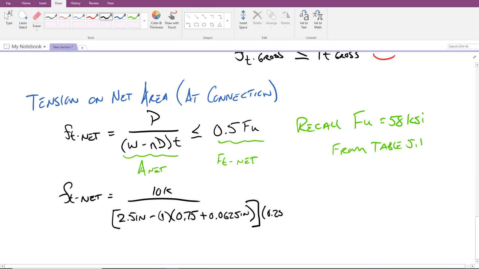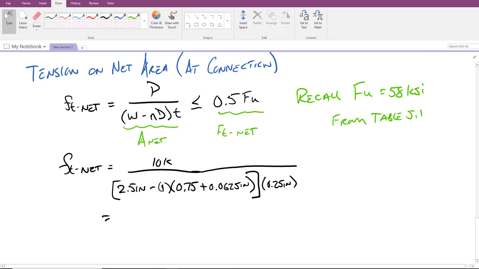Multiply that by my plate thickness. A lot of math down there on the bottom. And we run that through our calculator. We will see that the actual tensile stress on the net area is 23.7 KSI.